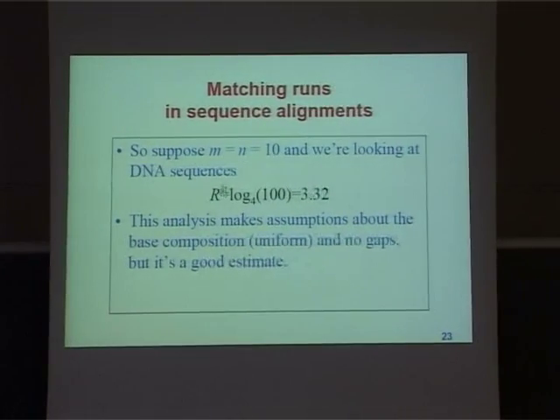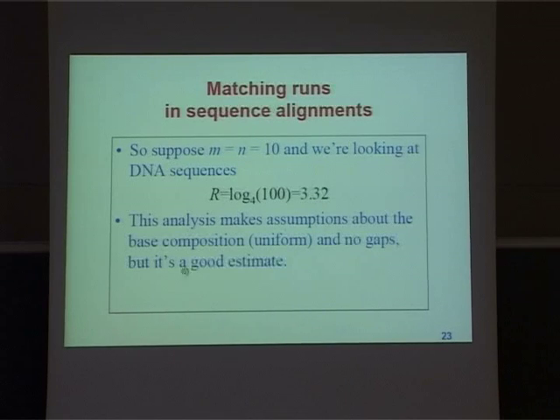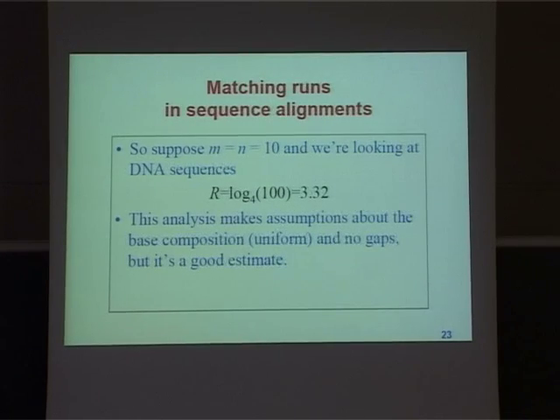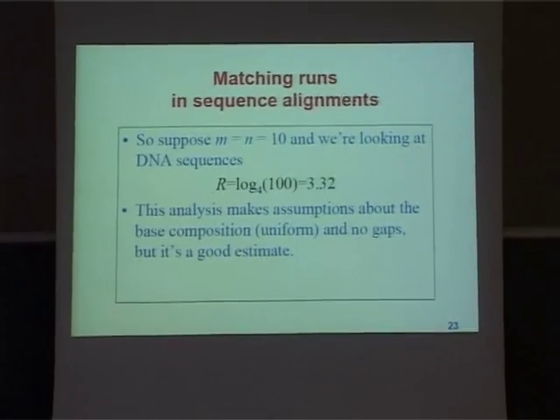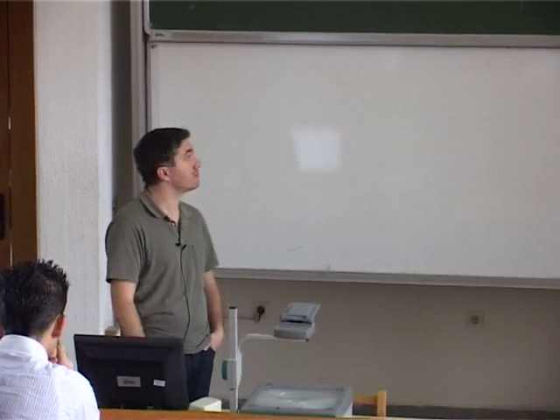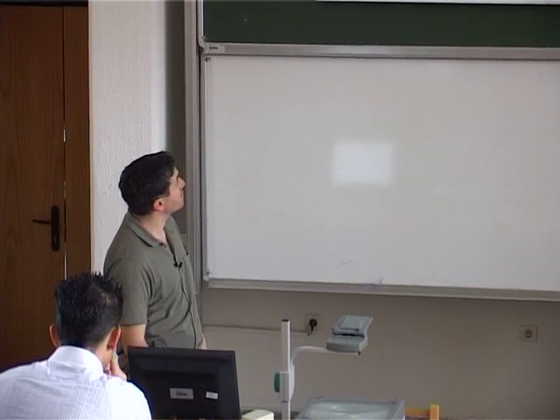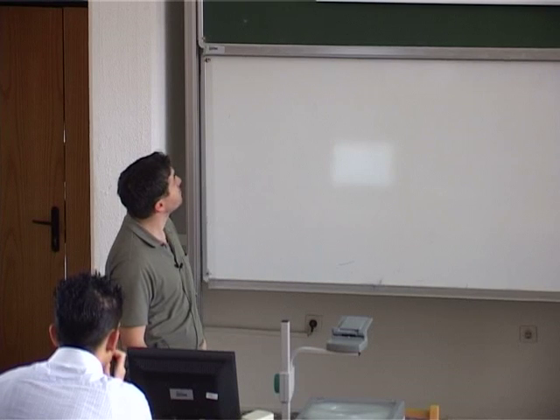And we have certain assumptions when we do this. Base composition means that we assume that A, C, G, and T are equally probable. They are all 1 over 4. Their probability of occurrence is 1 over 4. And we do not consider any gaps. But still, even with these assumptions, this is a good estimate.